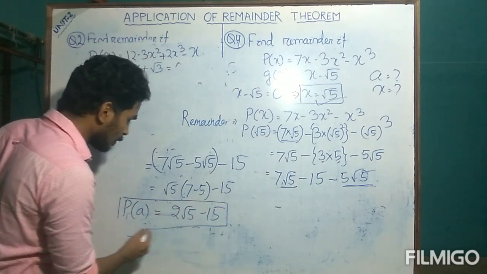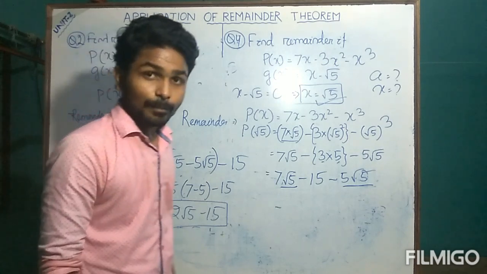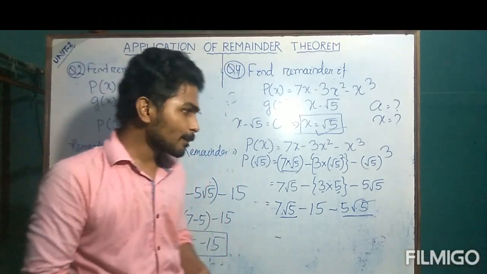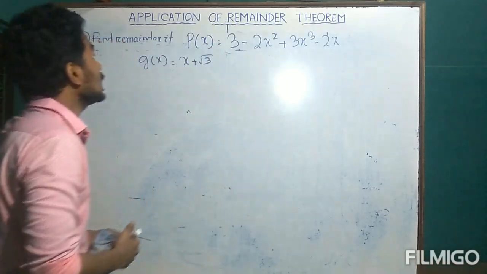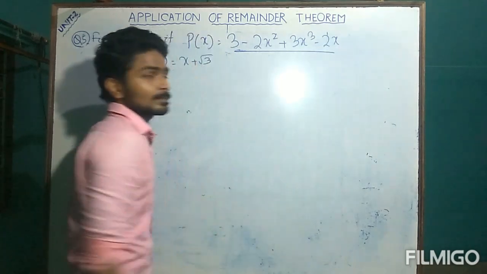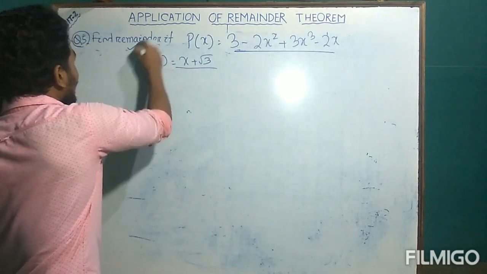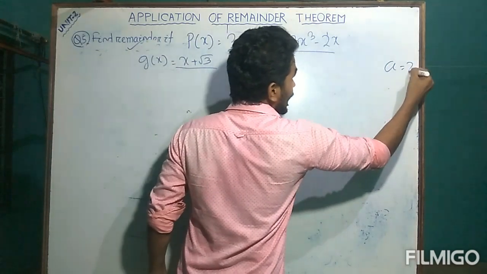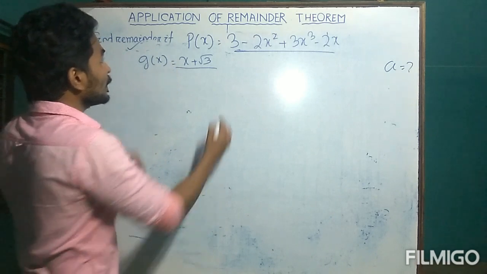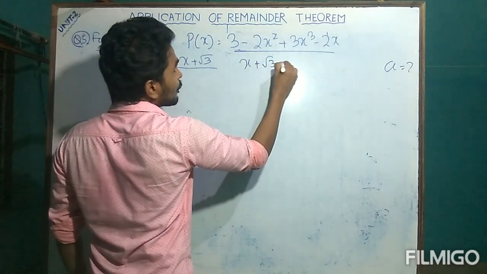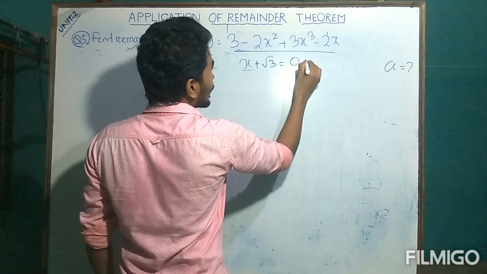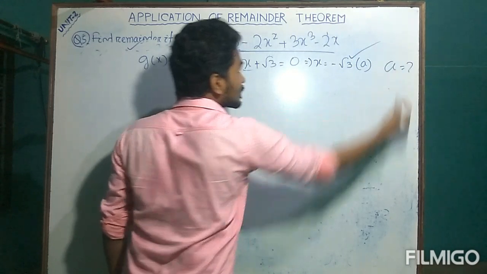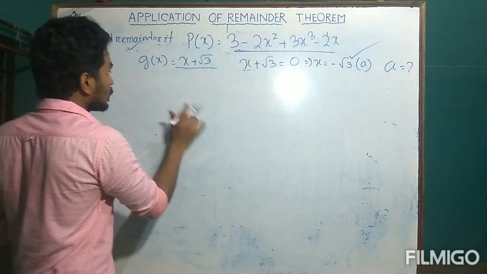By using the remainder theorem, we can find out the value of the remainder without actually dividing the polynomial by another polynomial. Okay, let's do one more problem. As we have the dividend given and the divisor given, we have to find out the value of the remainder. So for this, first we have to find out the value of A. In order to find the value of A, we can put the divisor equal to 0. From this, you can get x is equal to minus root 3, or you can say A is equal to minus root 3. Okay, then find out the value of the remainder.